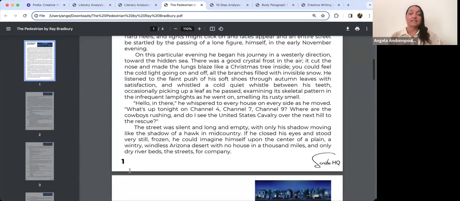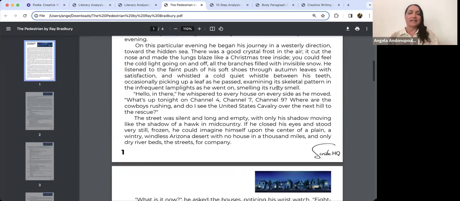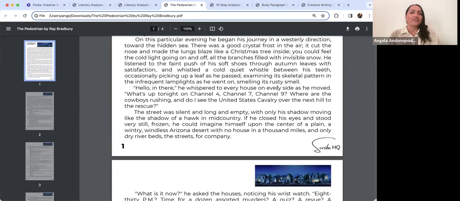And then we get as well more of this cold imagery. There was a good crystal frost in the air. It cut the nose and made the lungs blaze like a Christmas tree inside. Not a comfortable scene, but he would prefer this. It is this kind of discomfort and this cold to being inside the warmth of the house. It makes him feel alive. We get a sense that this is probably the only living, breathing person in this whole society, in this whole world. And he seems to like that feeling of being vitalized and invigorated by the cold weather.